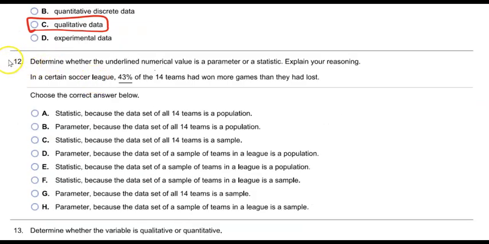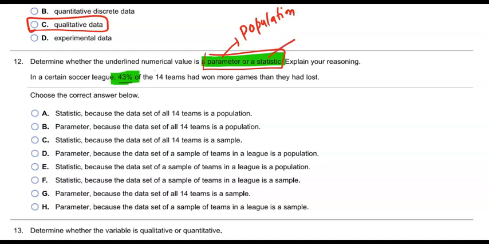Question number 12. Determine whether the underlined numerical value is a parameter or a statistic. Again, you have to identify the value here. Is 43% a parameter or a statistic? A parameter is a numerical summary of a population. A statistic is a numerical summary of a sample. So parameter is population. Remember that: P and P. Okay. Statistic is sample.